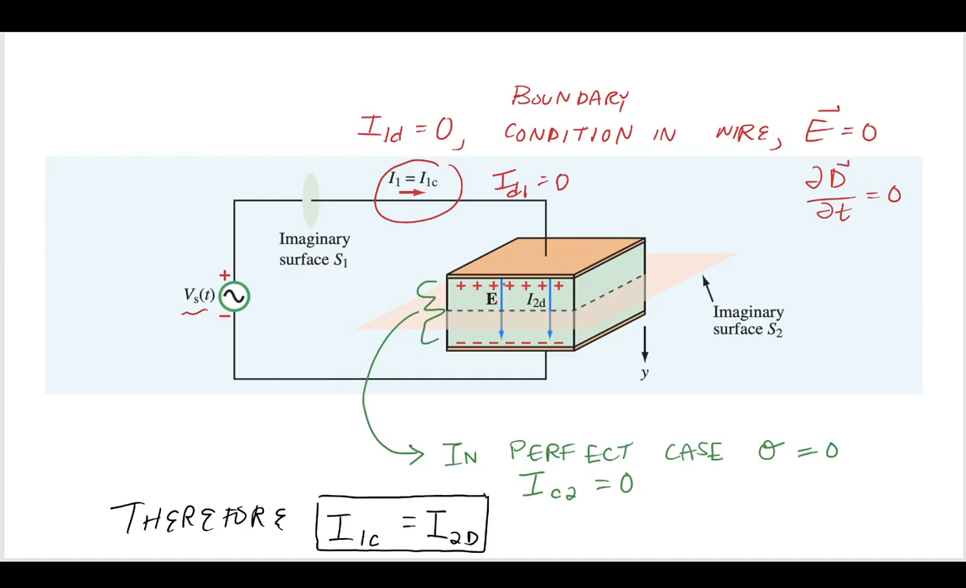But in the second part of this circuit, it goes through a capacitor, and inside of the capacitor we have the perfect case where the conductivity inside of the capacitor is equal to 0. That means that no charges can actually move through this. So in the perfect case, there are no moving charges inside of that capacitor, therefore the conduction current must be equal to 0.